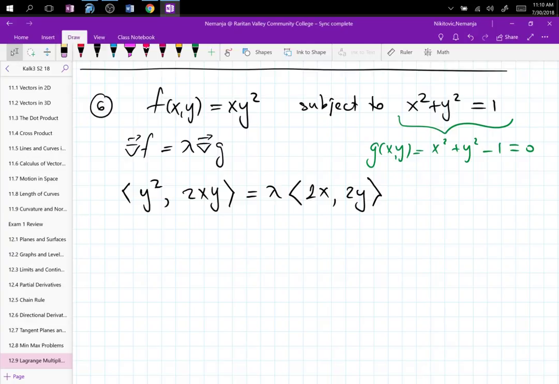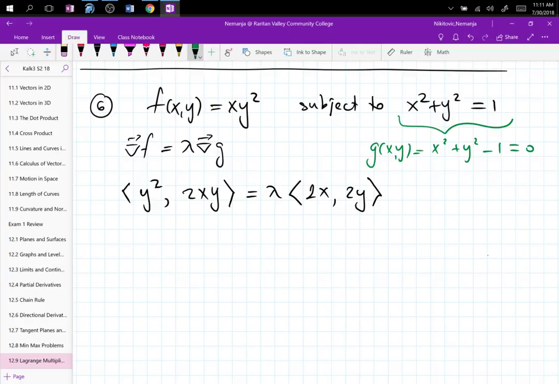So first one is in respect to x, the second one is in respect to y, and I did the same thing for the constraint equation, looking at the green. Now, if you observe, you have the two vectors that need to be equal. Well, we know that the x components have to be equal and the y components have to be equal.